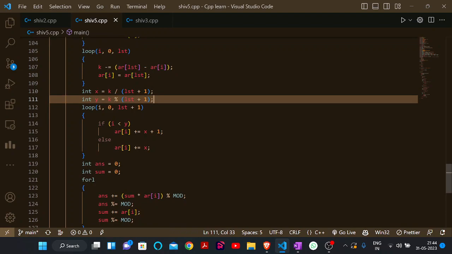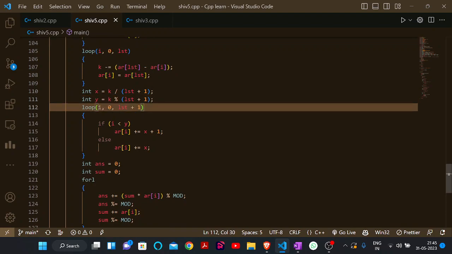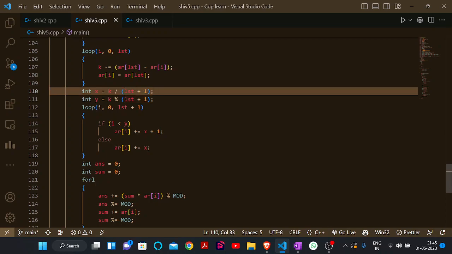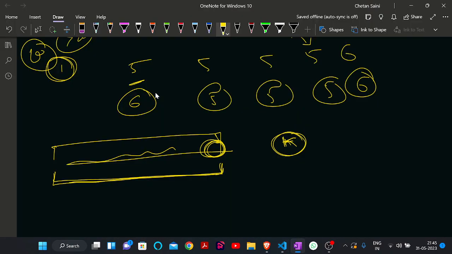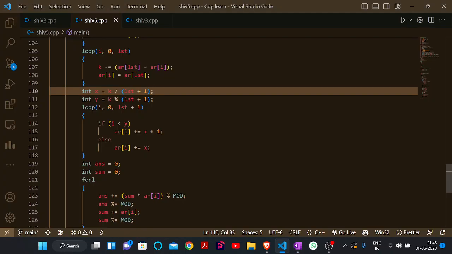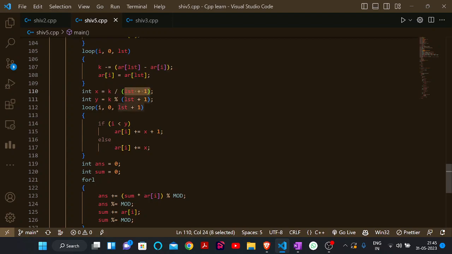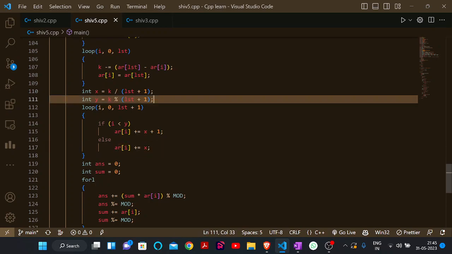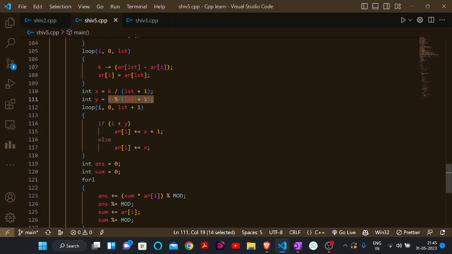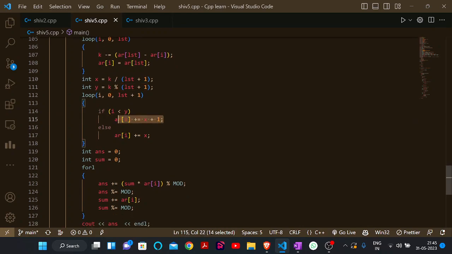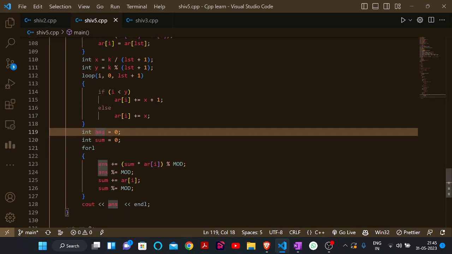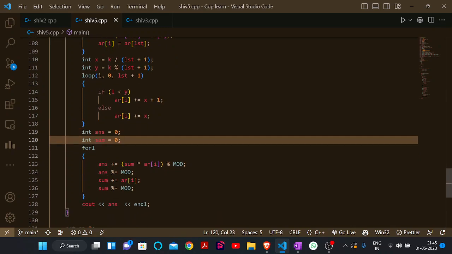So for that what I will do is calculate the value of x, that is k upon LST plus 1. LST plus 1, what is this? That is the length of the elements which are all equal. Like in this one, that will be 4. So 4 elements are the same. We have made them the same. So k upon LST plus 1 will give that this much operation we can add in all elements, and there will be some remainder. So plus 1 we can make on y elements. So as of now we have made how we are going to perform the k operations.